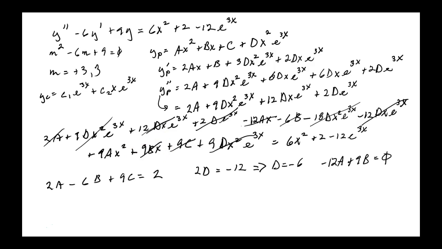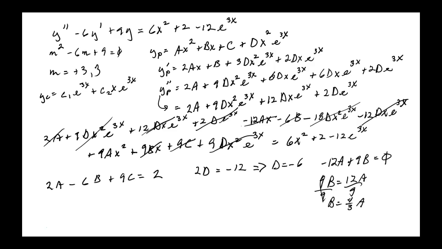Now what does that imply? That implies that 9b is equal to 12a. So divide everything by 9, and you get b is equal to 4/3 a. Or a is equal to 3/4 b. I don't know which would be better. So let's leave that alone for now.